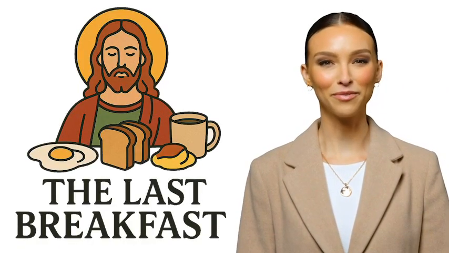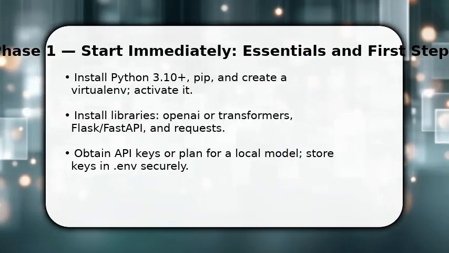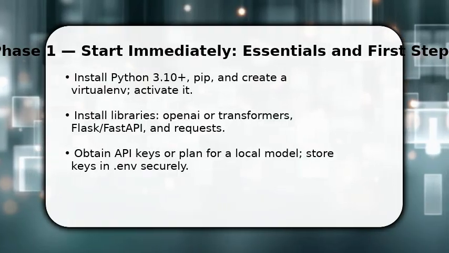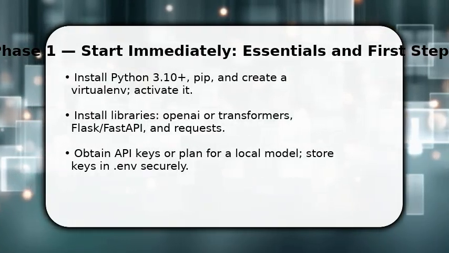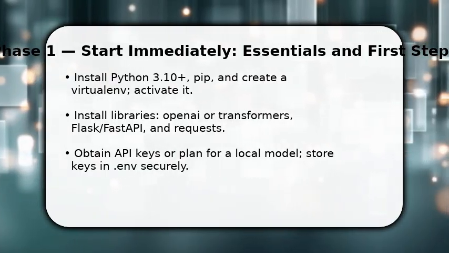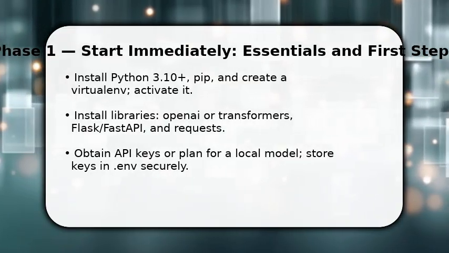Please enjoy the video. You start by preparing the environment and getting credentials. This is critical. Create and activate a virtualenv, then pip install the client libraries and web framework. Once done, secure your API key in a .env file and load it with python-dotenv. Make sure to choose whether you call a hosted API or run a local model.